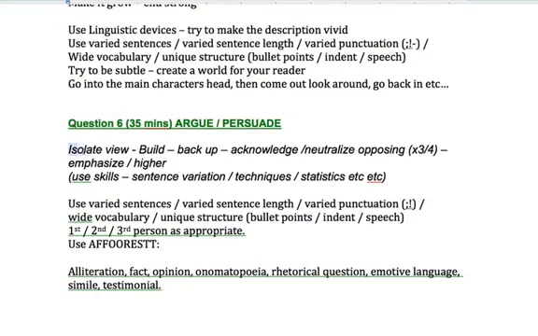Whatever your point is, you isolate that view, make it very clear, very staunchly support it, and then build it with a reason why, and then back it up with a fact or a testimonial, or proving something through a literary technique, etc. And then acknowledge and neutralize the opposing view.